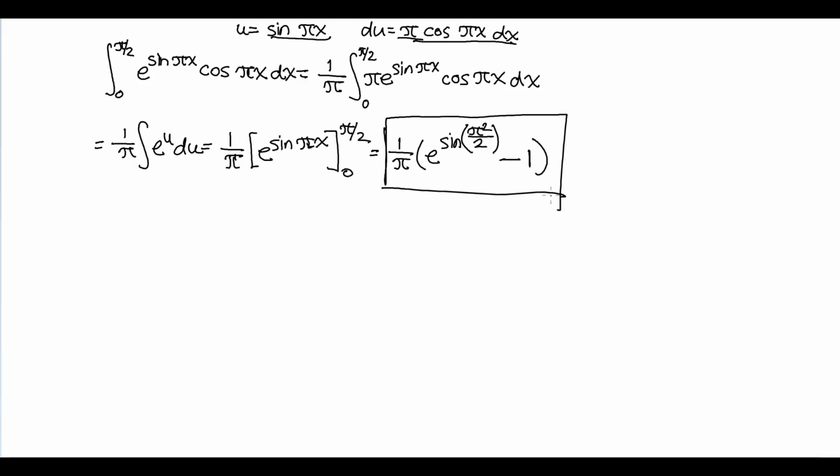However, this integral is very important for you to memorize. It's very useful in the coming lessons.